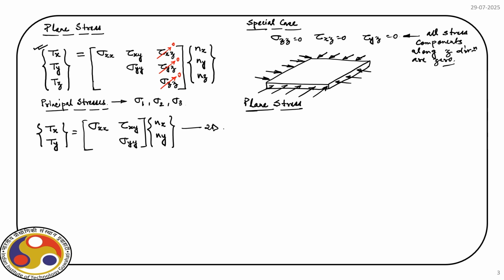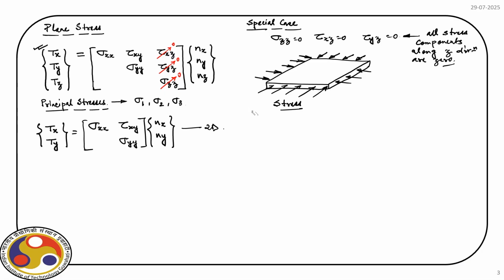Now, the question is, for 2D problem we have already derived the expression for sigma n and tau n. So, what we will do today is we will revisit those expressions, but our starting point is this expression here. So, we will start from 3D, we will apply the conditions as a special case and we will try to derive those expressions and we will see whether we get the same solution or not.